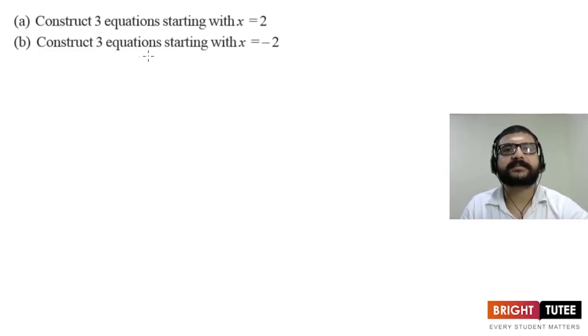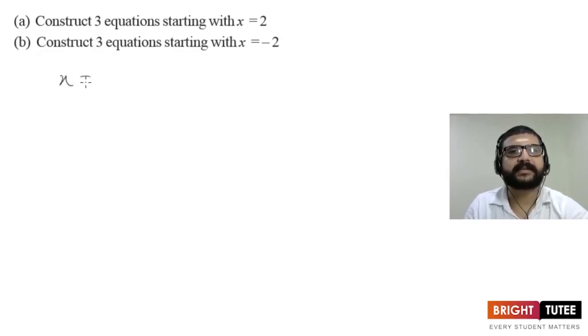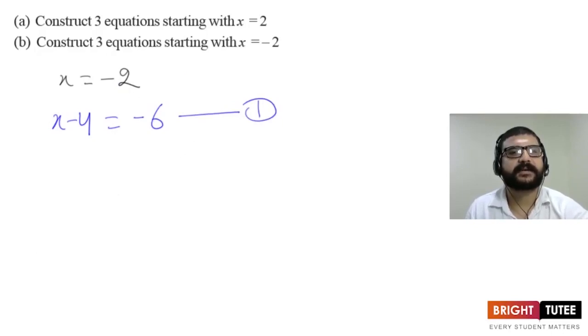The next part is construct three equations starting with x is equal to minus 2. So now we have to start with x is equal to minus 2. Now for forming an equation, what we can do? We can subtract the same number from both the sides. So let's subtract 4 from both the sides. We will get x minus 4 is equal to minus 2 minus 4, that gives us minus 6. So now this is the first equation.